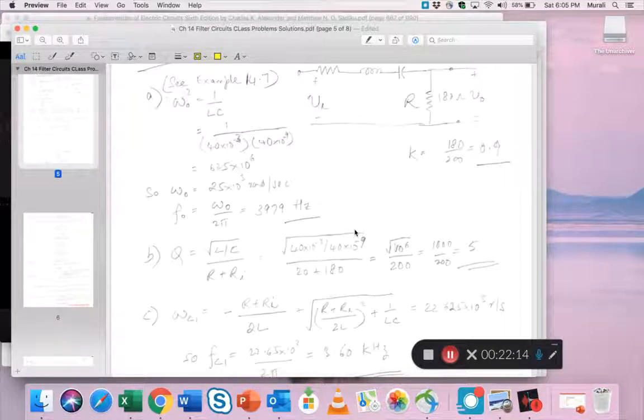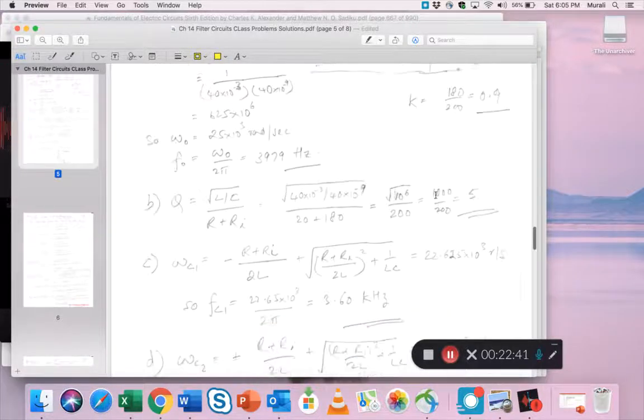f0 is known, omega 0 is known. What's the next step? We need Q. Q is root L by C divided by R plus Ri. If there was no source resistance, it would just be root L by C by R. But we have the R plus Ri because of the source resistance. And if you solve for that, you get a nice value of 5, as I show here. So Q is 5. Q is the quality factor.